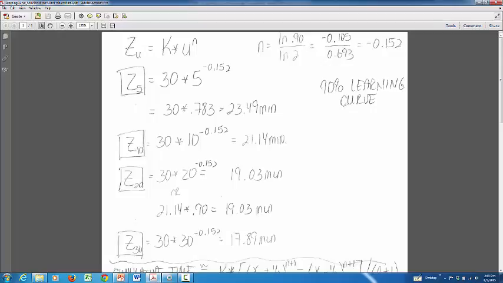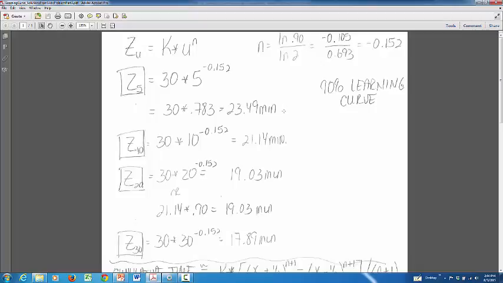Okay, so let's go through the first question here. What is the time to produce the 5th unit if we're given that we have a 90% learning curve? So the time for the 5th unit equals the time for the first unit, which is 30 minutes, times 5, because it's the 5th unit that we're trying to figure out, raised to n, and we know from up here that n is negative 0.152. So that turns out to be 30 times 0.783, which is 23.49 minutes.